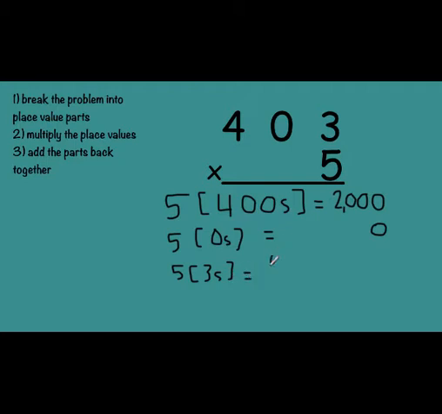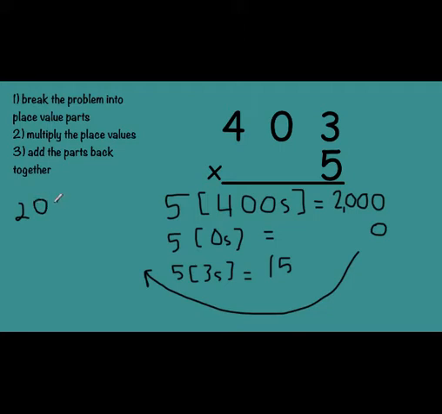All right, so far we've done steps 1 and 2. We've broken our problem into the place value parts, our hundreds, tens, and ones. We multiplied our place values, and now we're going to add those parts back together. I'm just going to slide all of this over to the side over here so you can see. And I'm going to write 2,000. We're going to add them all back together now.